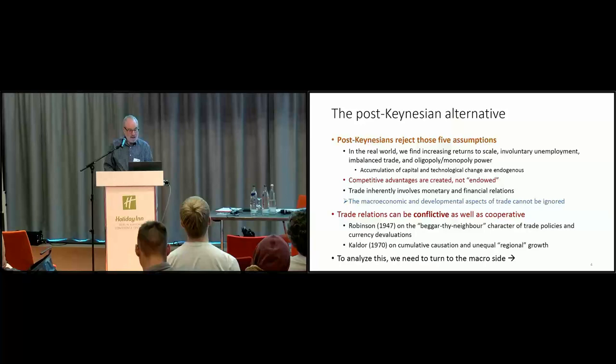Now, this, I promise, is not a lecture on trade theory. But the implication of all this is that when you don't accept all of those strong assumptions, it turns out that trade relations could be conflictive as well as cooperative.